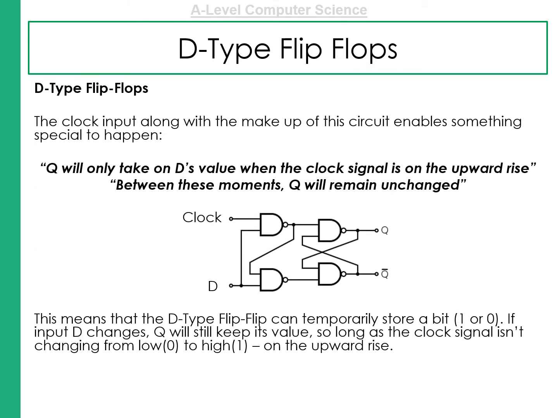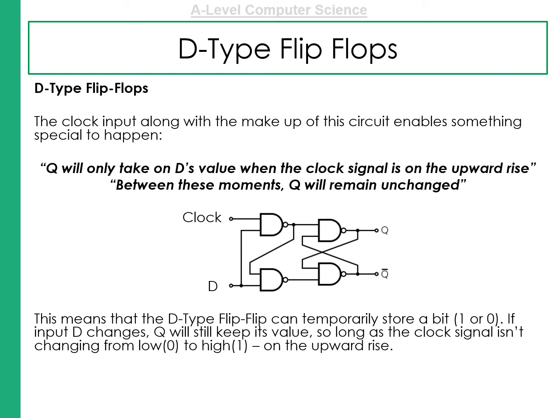Now, it's very important for us to realise that binary is not actually static between 0 and 1. When it changes from a 0 to a 1, all of a sudden an amount of voltage will pass through that logic gate. It's not all of a sudden going to arrive all at the same time to make it on. It's going to have an upward rise. So with a D-type flip-flop, Q, which is our output, will only take the value of D, which is our input, when the clock signal is on the upward rise. And between these moments, Q remains unchanged.